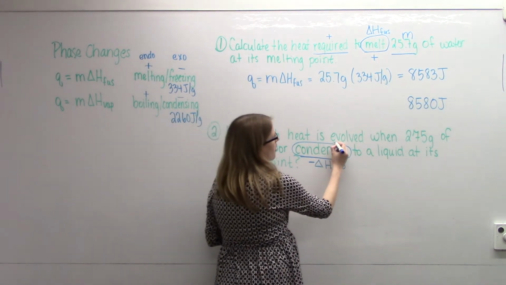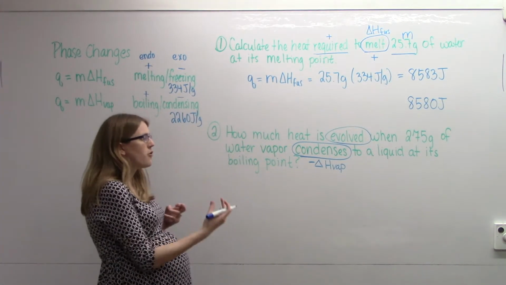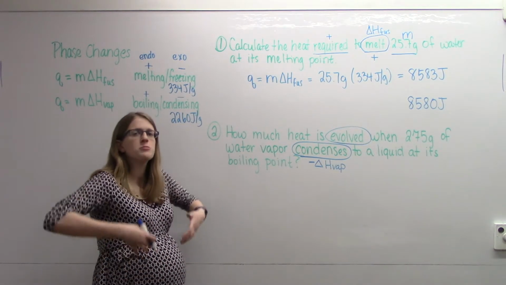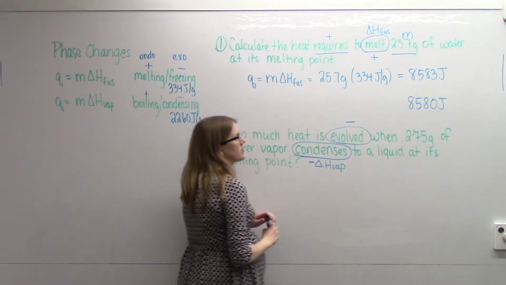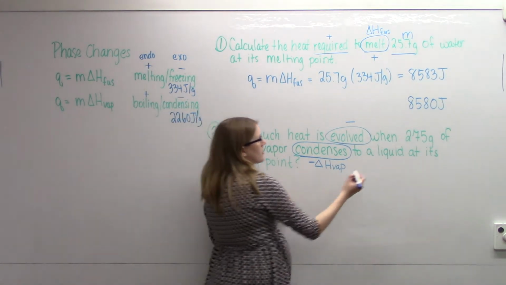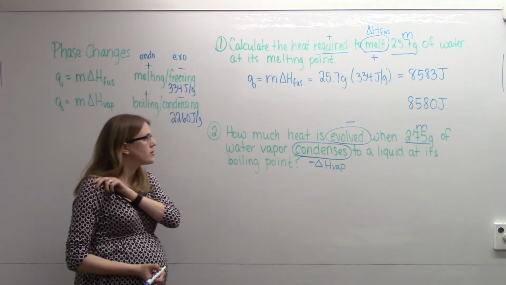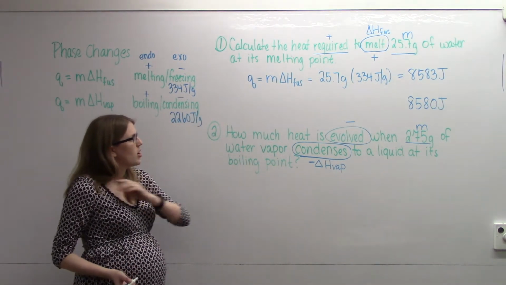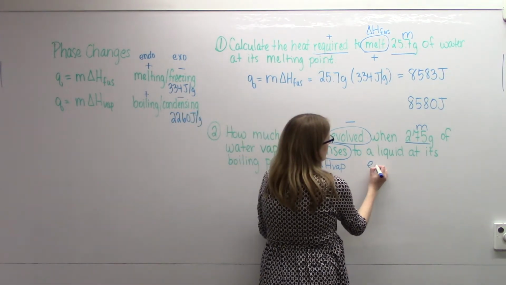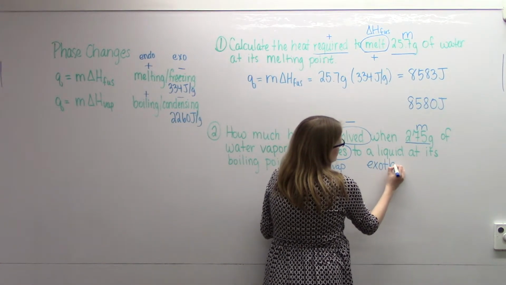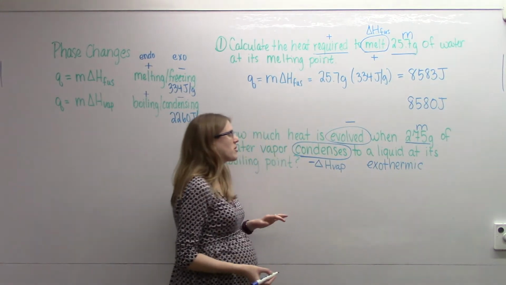And look at this word. Evolved means to kind of change, create, form, that kind of thing. It's producing it. And when you produce, you release. So that also tells us it's a negative. Right here is our mass. Okay? Now think, is this an exothermic or an endothermic process? We're releasing heat. Delta H is negative. This is exothermic.